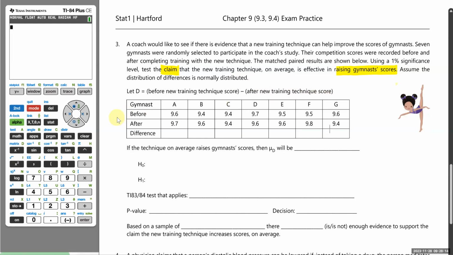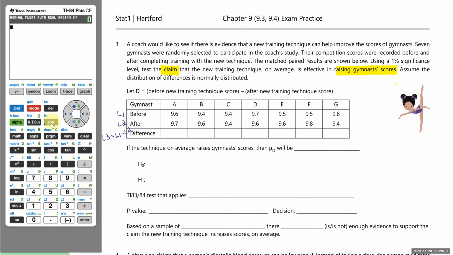And if you'd like to pause for a moment and get this data into the calculator, we're going to put the before scores in L1, and we'll put the after scores in L2, and then we'll step through in L3, putting in L1 minus L2, the difference between those scores.